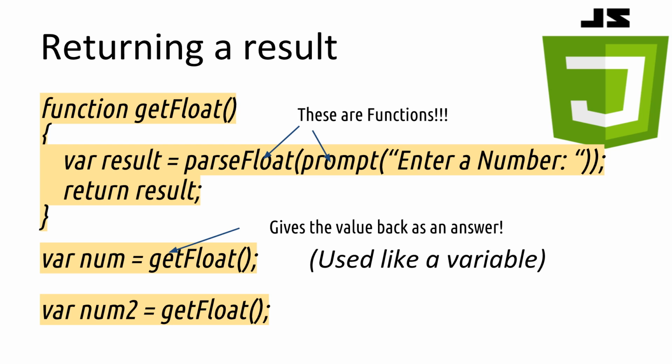We get a floating point number, that is, a number with a decimal point, and return it back to where the function is called. So we can create two variables called num and num2, and we use getFloat for each of them. This means the code inside getFloat is run each time, and a float is retrieved from the user and stored in result. We then return the result back, and the value is then stored inside the num variables.